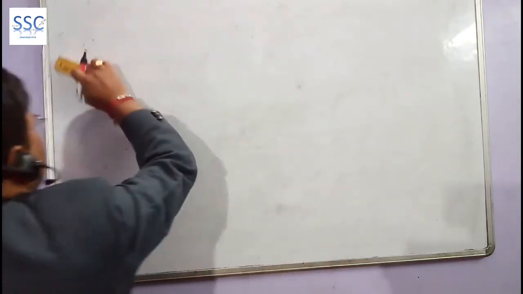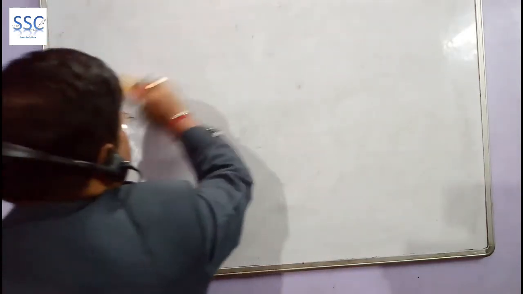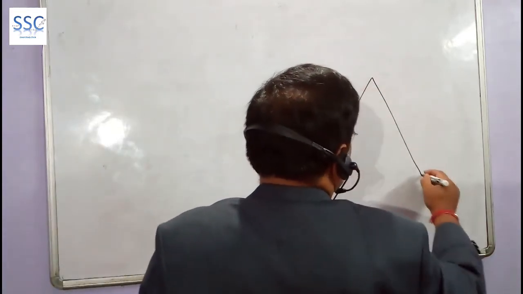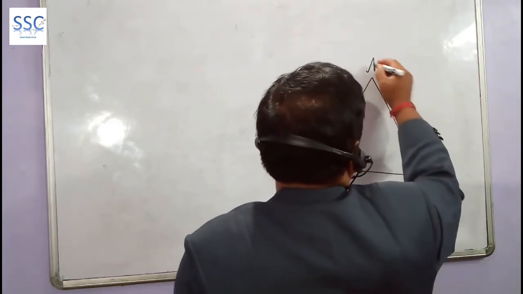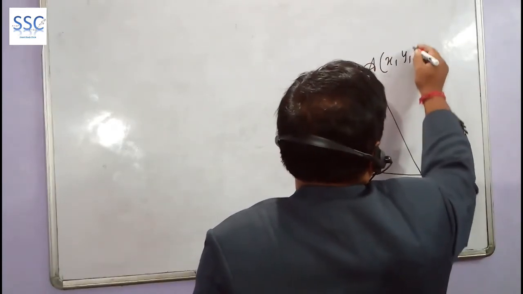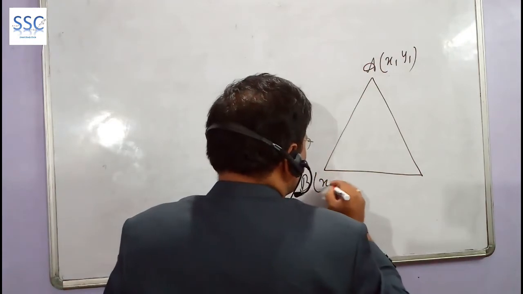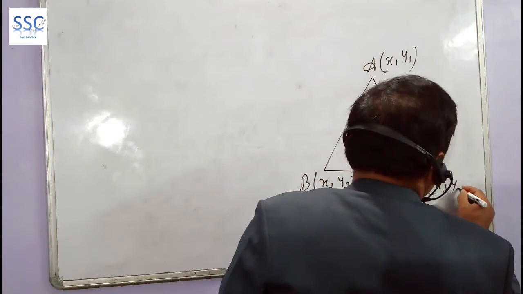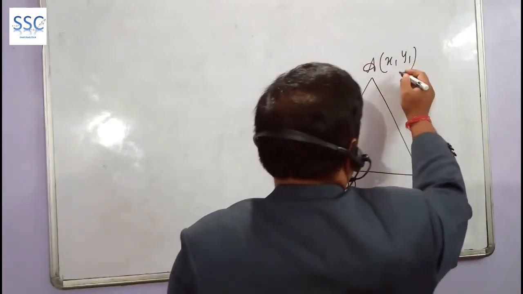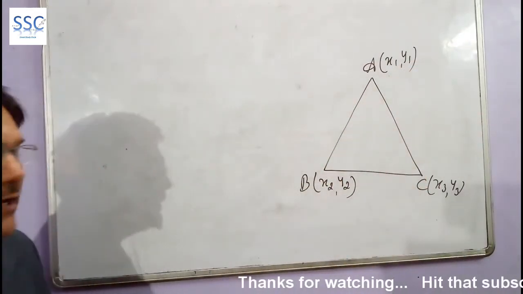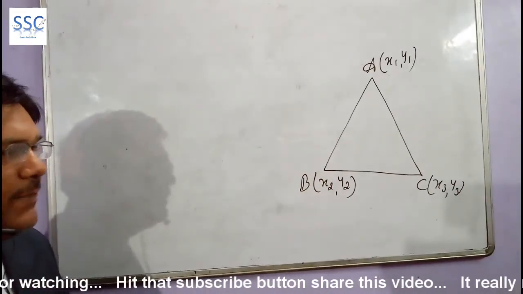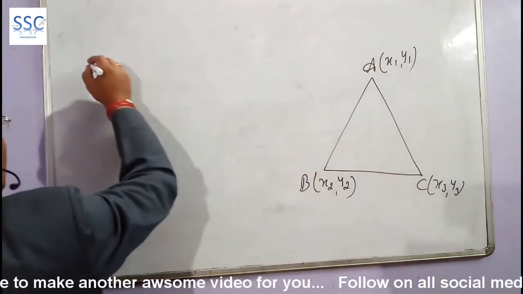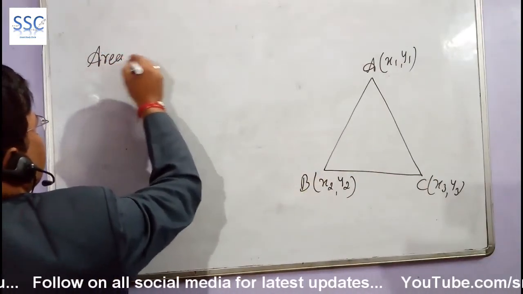Now the third formula is the area of a triangle. If we have a triangle whose vertices are all given, suppose they are A (x1, y1), B (x2, y2) and C (x3, y3). We have three points, and from three different points one and only one triangle can be drawn. Here is triangle ABC. We want to find the area of the triangle. That is the formula for the area of a triangle.